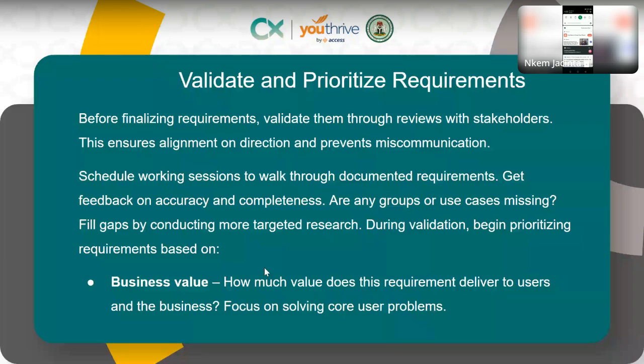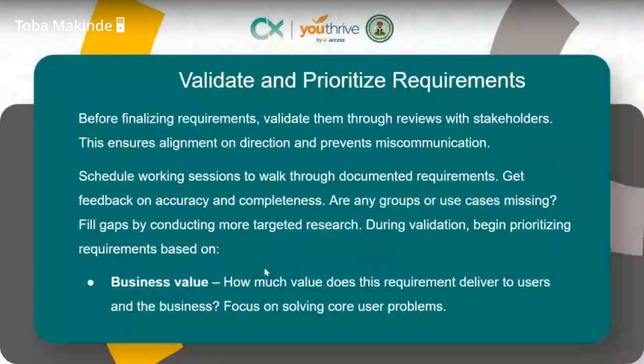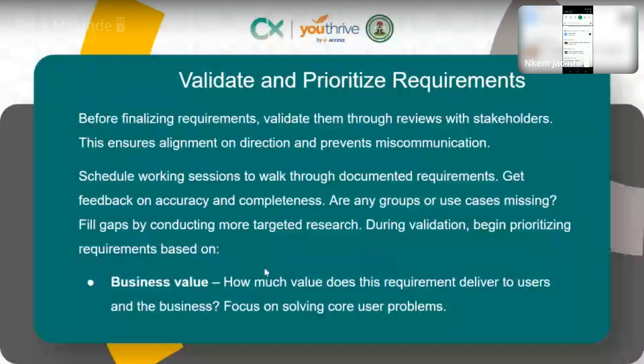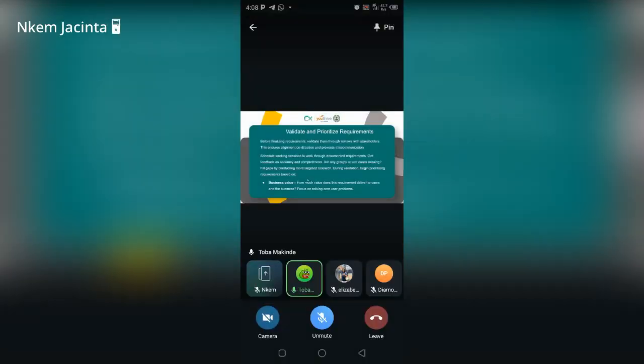During validation, begin prioritizing requirements based on, one, your business value, and this is very important. When you're prioritizing a particular requirement, a particular feature, ensure that you're prioritizing it based on business value. How much value does this requirement deliver to our user and the business? That is your first thing. Focus on solving core user problems.